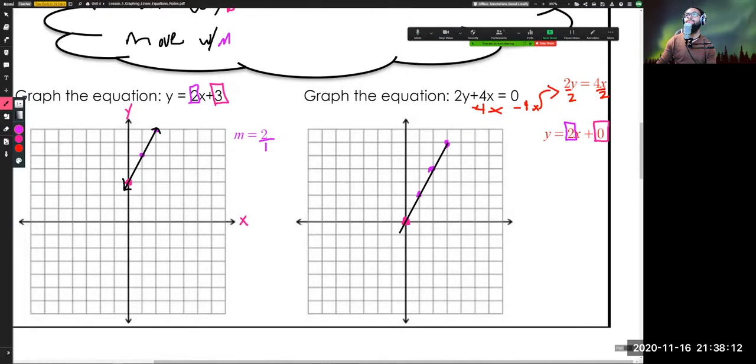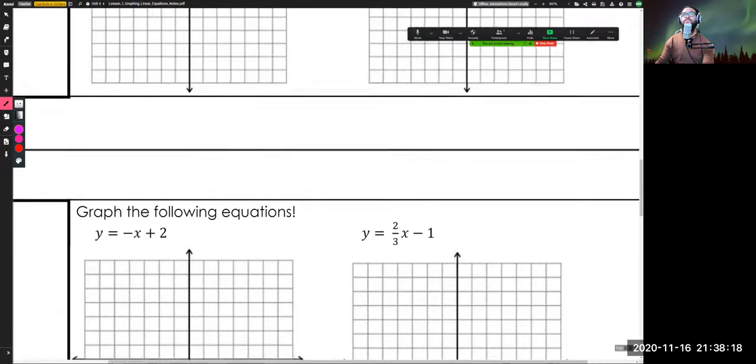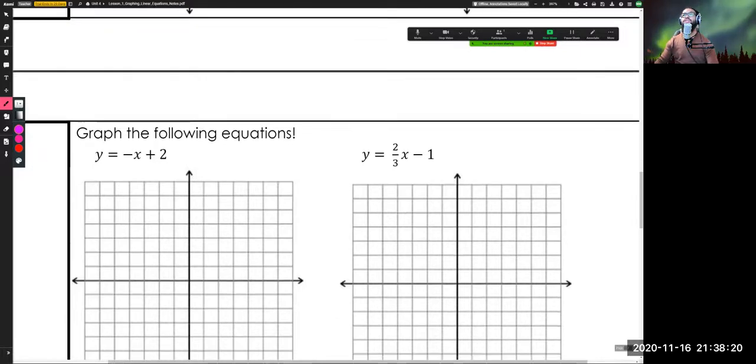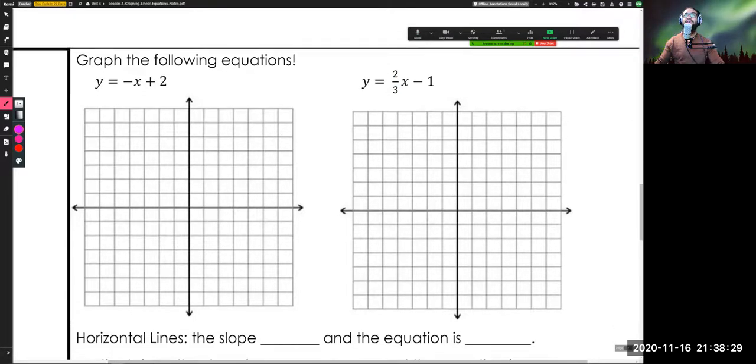All right. Typically, we'd have you all draw on the arrows, but doing that on Cami takes quite a while. So graph the following equations. I do believe that since I've done the first two, you all can do these two. The y equals negative x plus 2 and y equals 2/3 x minus 1. I do believe you all can do that on your own. If you run into any issues, come back to the Zoom chat and let me know. All right.